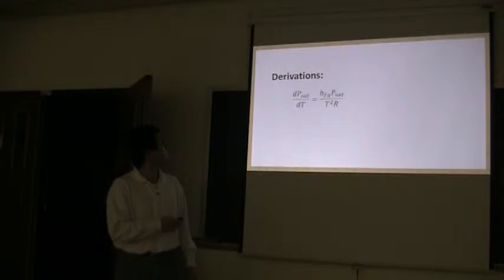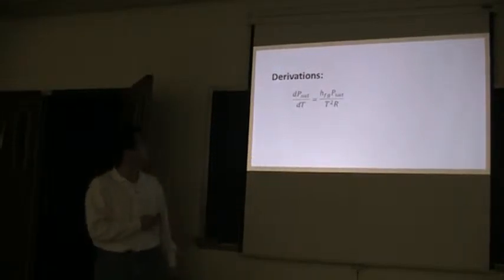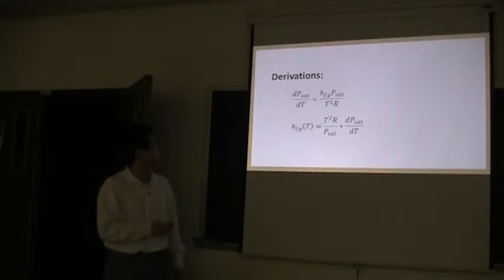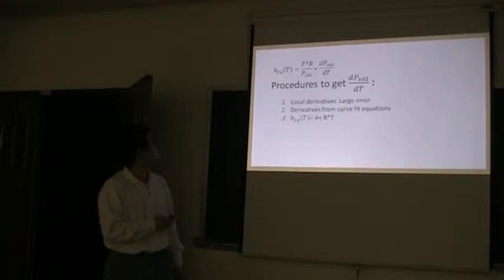Here's the derivation of this equation. That's dP/dT. Now we can find the relationship between the latent heat and the temperature and pressure. So with a small manipulation of the equation, we got this nice little equation here. It's T, P, and the main objective of this lab is to find the dP/dT. And there are three procedures to find the dP/dT.